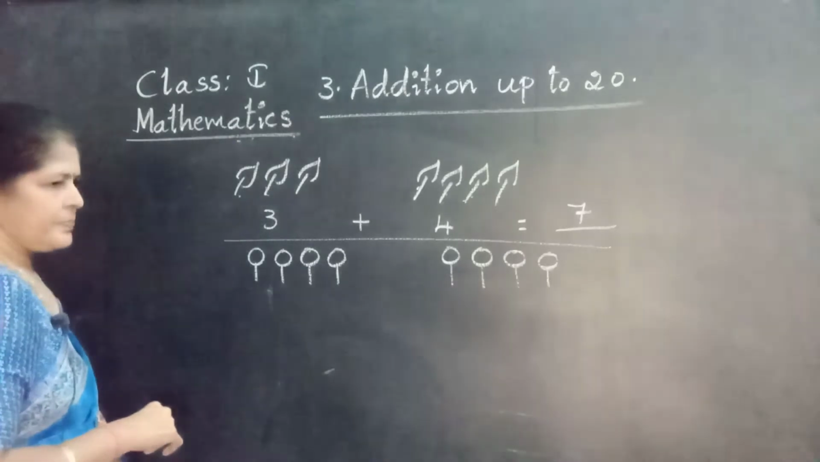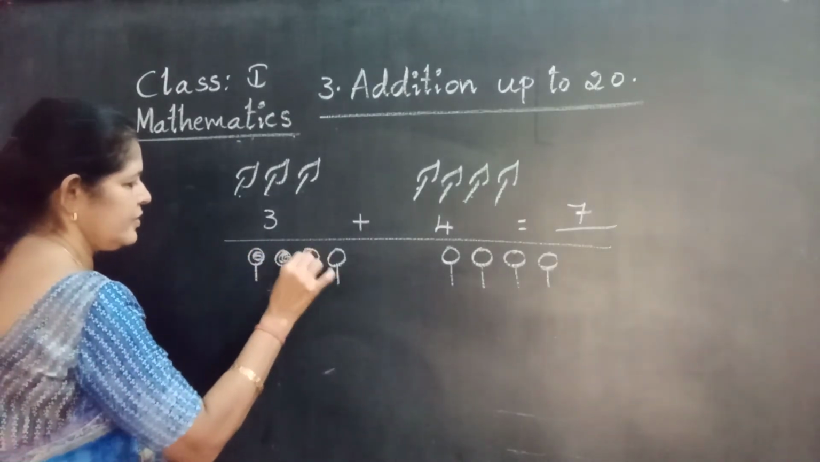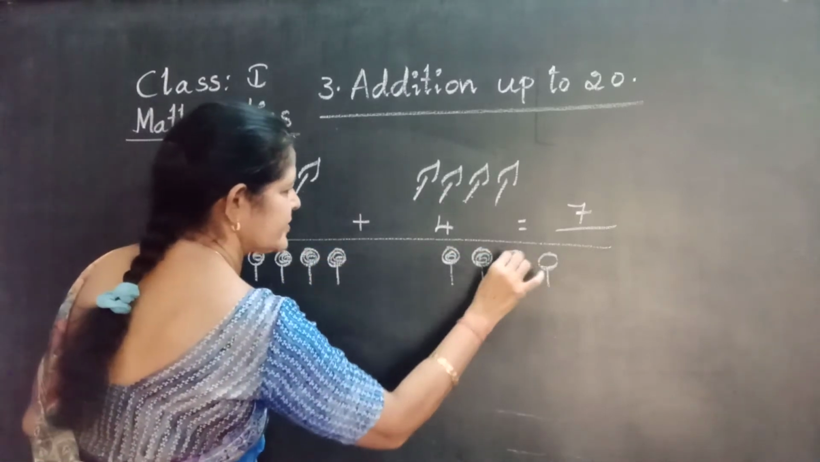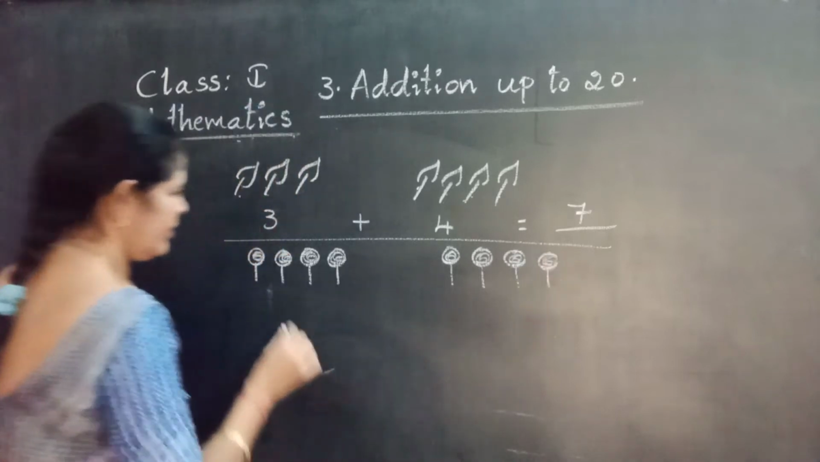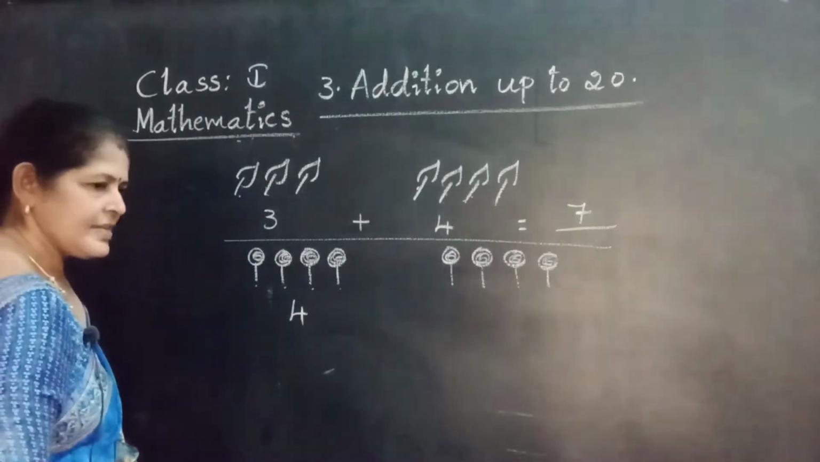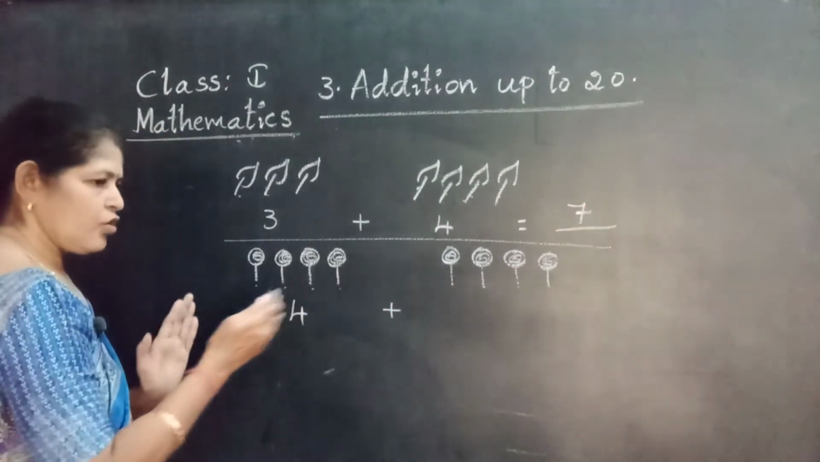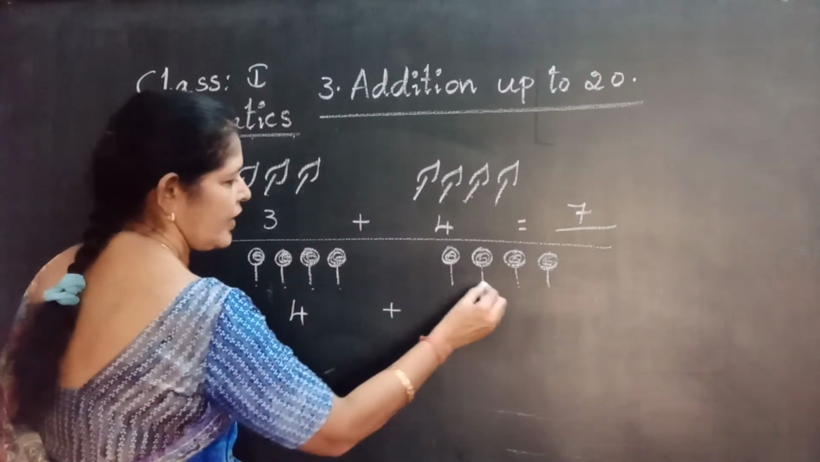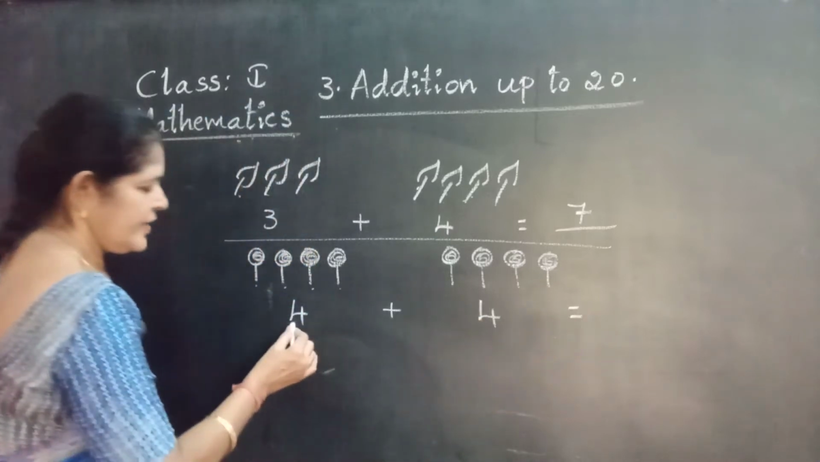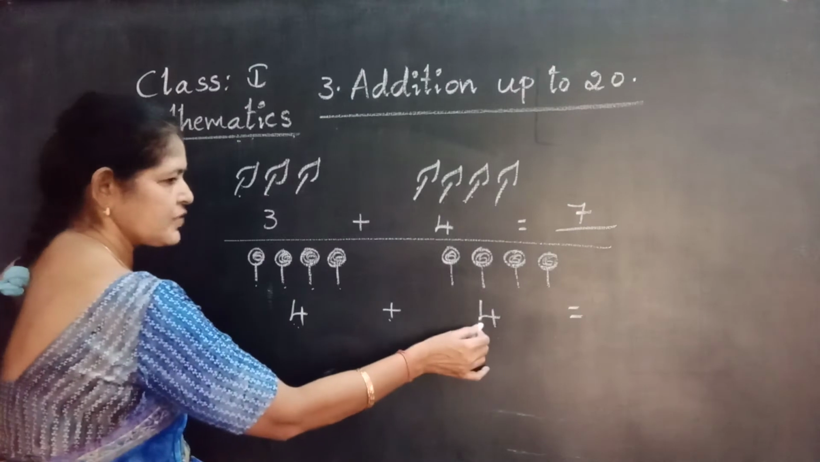See, lollipops. 1, 2, 3, 4. What are these? Lollipops. Do you like lollipops? Yes. Come on, 1, 2, 3, 4. Write number 4. What is the symbol for addition? Plus. Plus means we are going to put together. 1, 2, 3, 4. Write number 4. Now the addition is 4 plus 4.